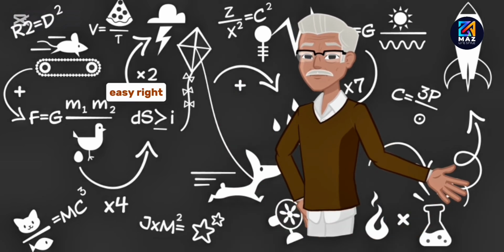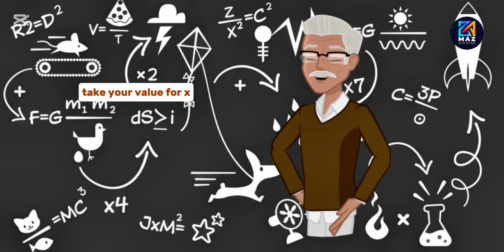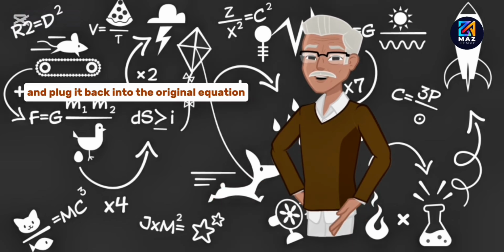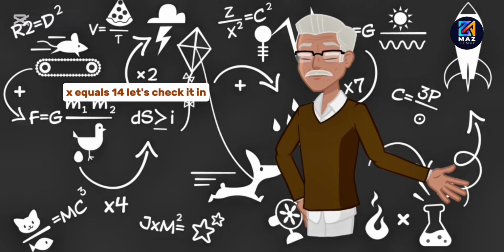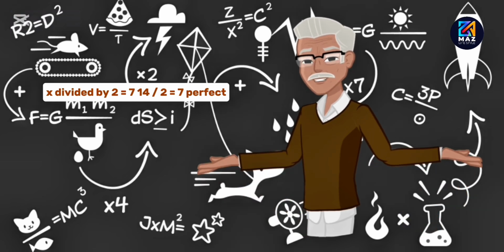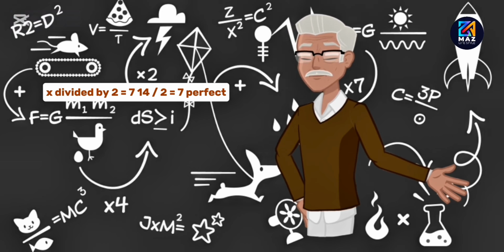Easy, right? Now here's a quick tip. Always check your answer. Take your value for x and plug it back into the original equation to make sure it works. In our last example, x equals 14. Let's check it in. x divided by 2 equals 7. 14 divided by 2 equals 7.